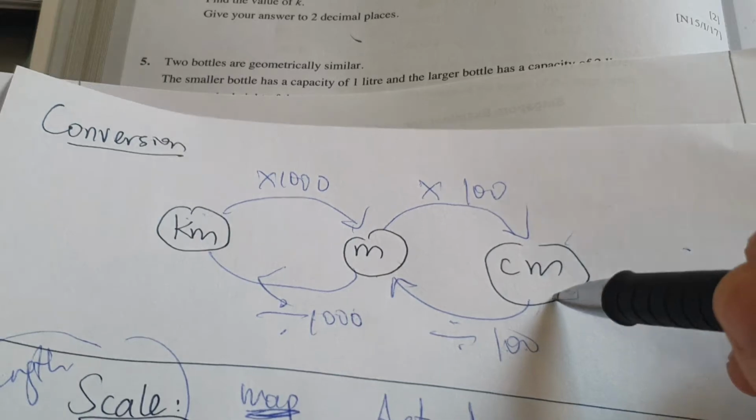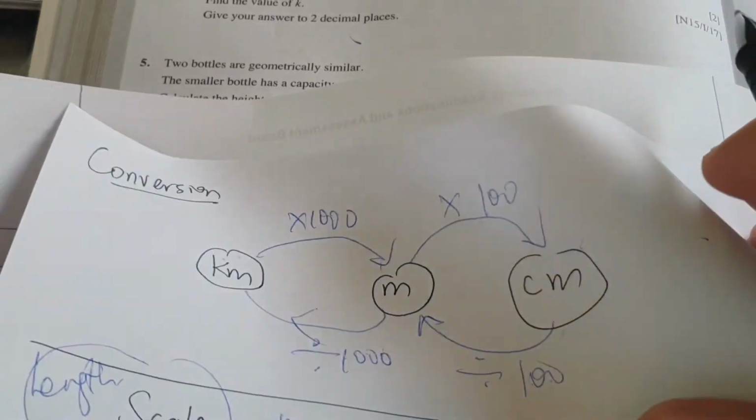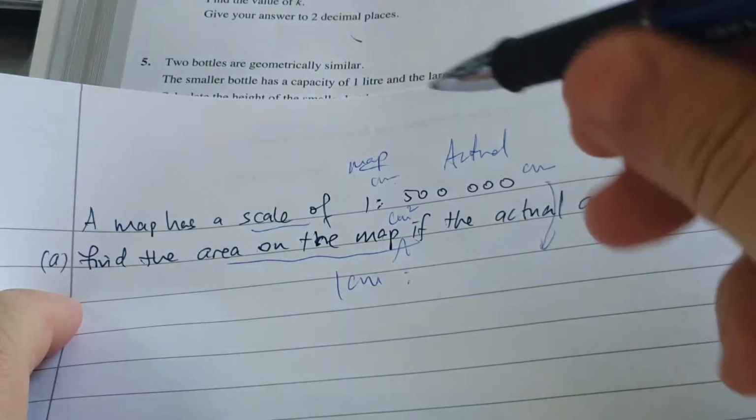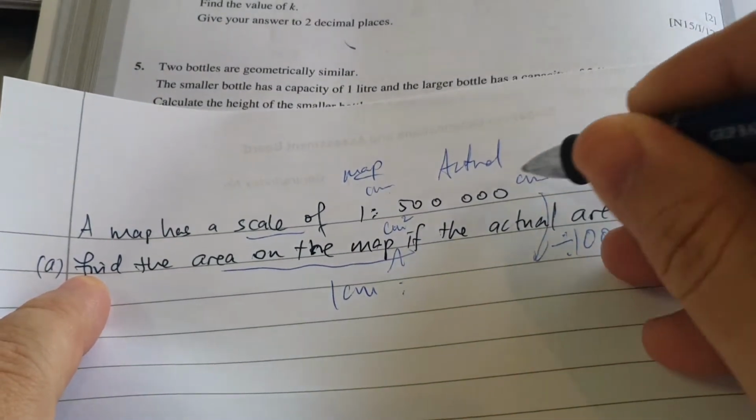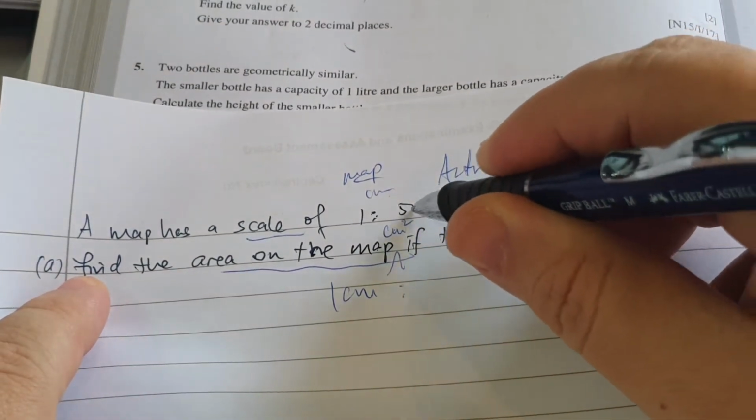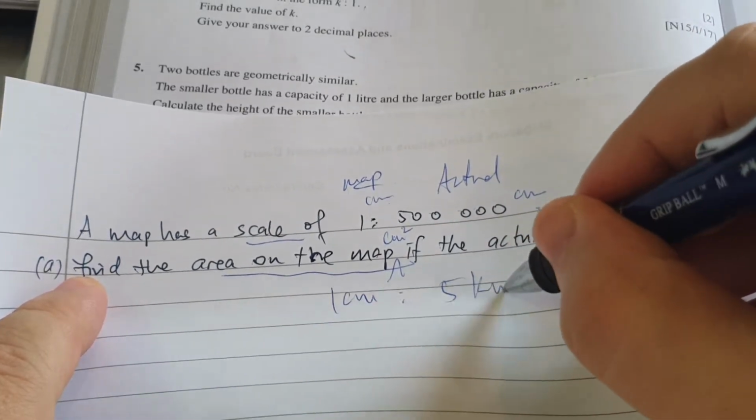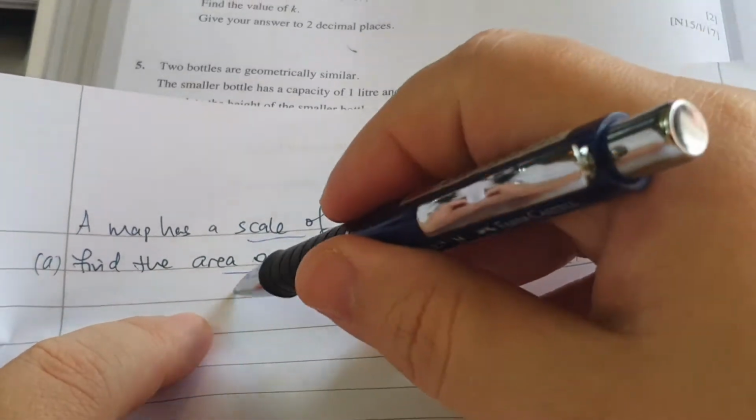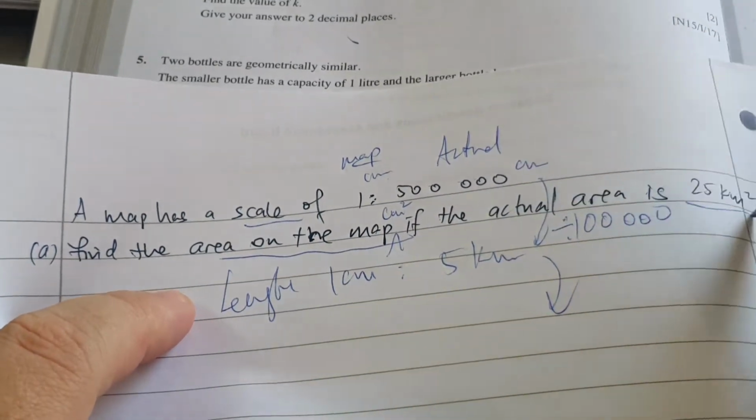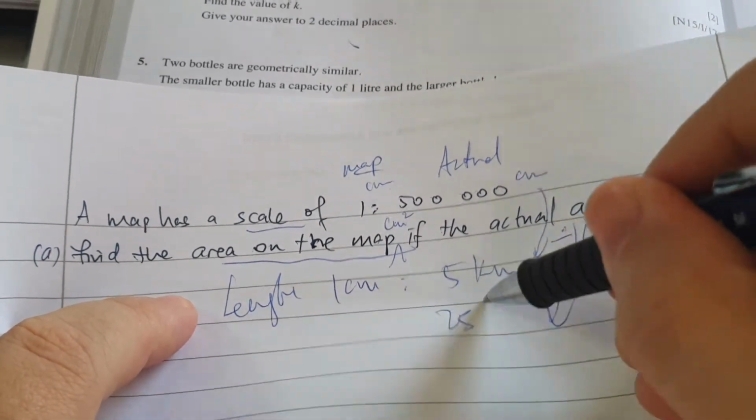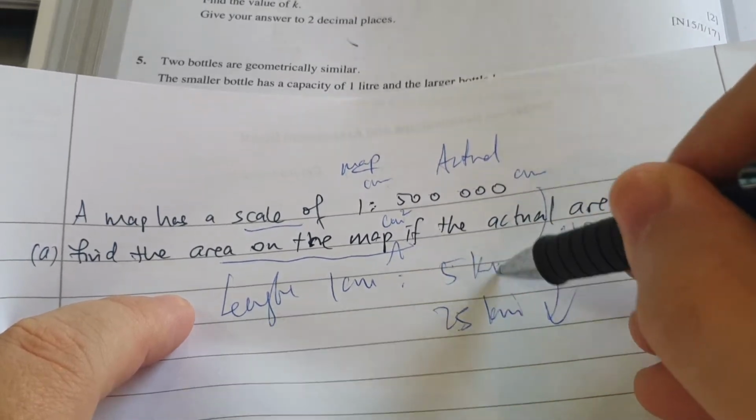This will help you. So 1, 2, 3, 4, 5. Divide by 1, 2, 3, 4, 5. Then 1, 2, 3, 4, 5. So it's 5 kilometer. But this is still the length scale, length. You want area, right? So area, how to do? You square it. You square this, you get this.